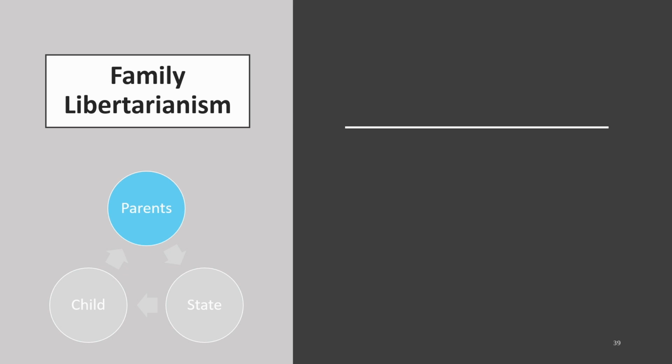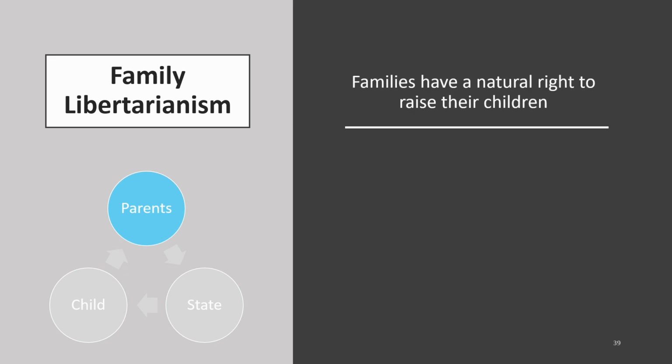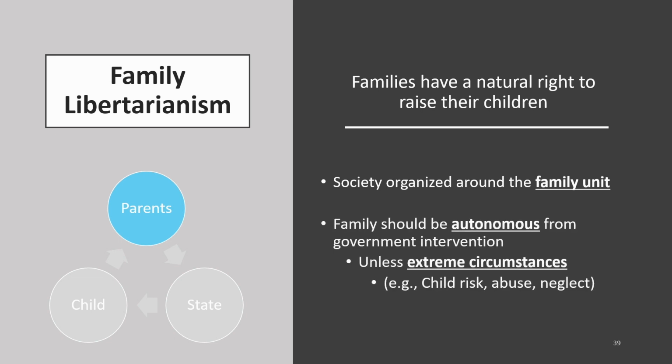This perspective basically holds that families have a natural right to raise their kids. And it's built on this idea that society should be and is organized around the family unit. That society is built around family. And that family should be autonomous from government intervention unless there are extreme circumstances, such as child abuse or neglect. But outside of these, family libertarianism holds that parents should make a decision for the family. That families have a natural right, and when they talk about families here, typically they're talking about parents, that parents have a natural right to raise their kids however they want.